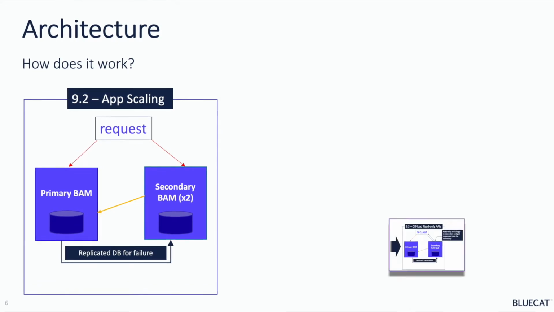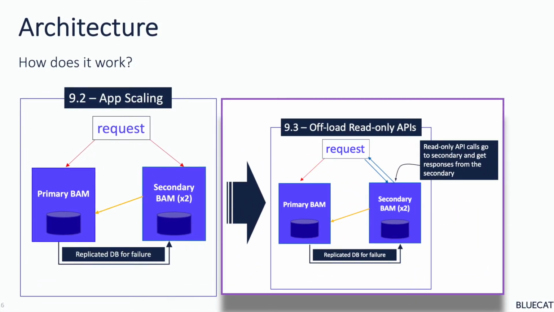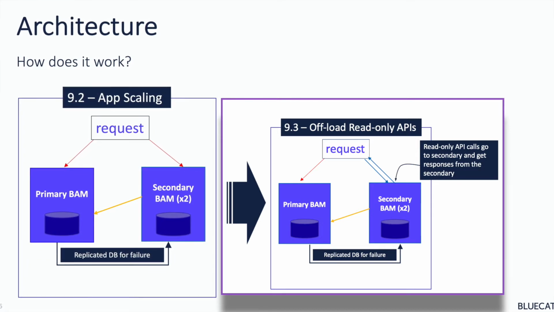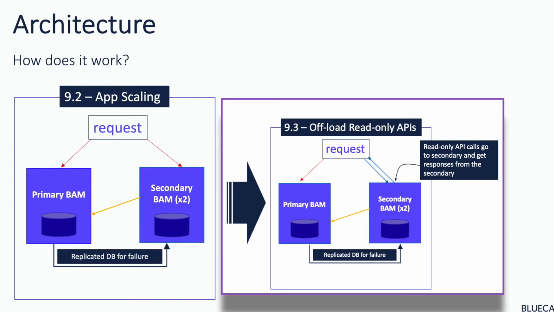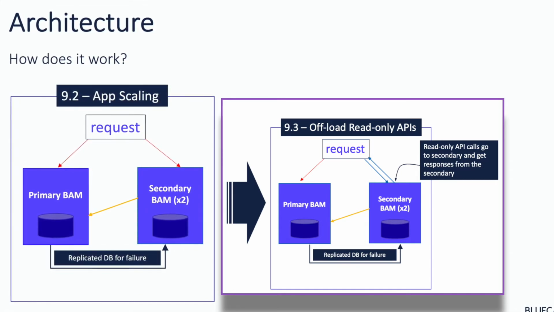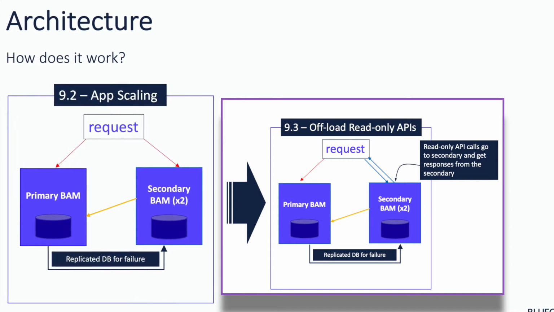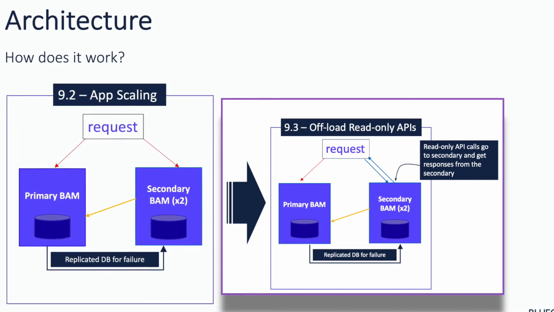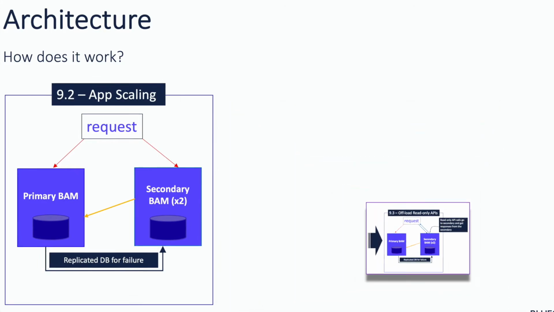However, in 9.3, with offloading read-only queries to secondary, users can send queries to a secondary if they need read-only data. These queries get processed by the secondary address manager without sending them to a primary. As these queries are read-only, they don't need to be updated in the primary DB. Therefore, users get the response directly from the secondary without creating any bottleneck in the process.